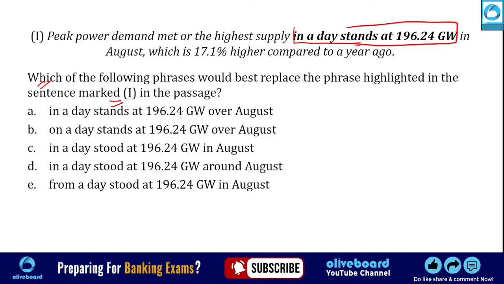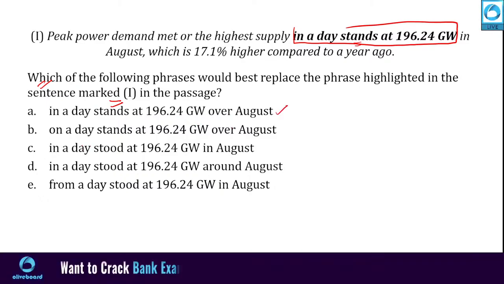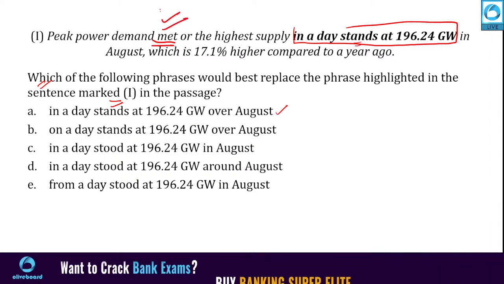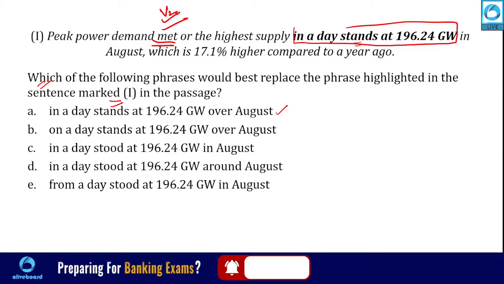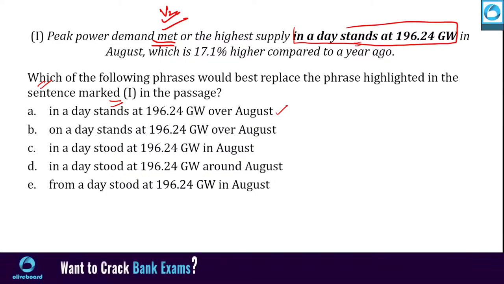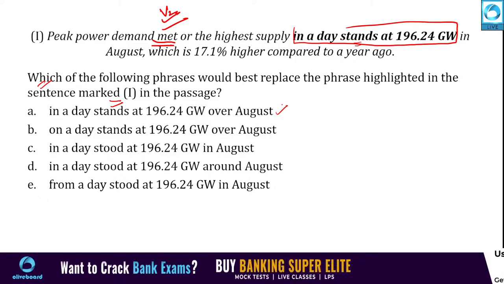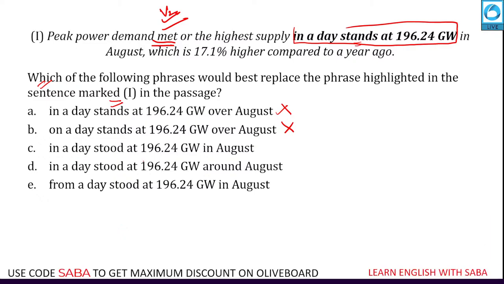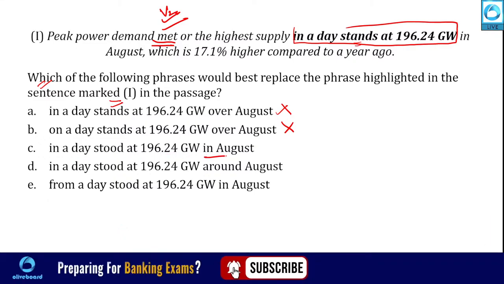In a day stands at 196.24 gigawatt over August. On a day stands at, in a day stood at. Now here see, peak power demand met or the highest supply. Met is the past form, and in the entire passage we are talking about past time. So of course we need the past form of the verb. A can be eliminated, B can be eliminated. Now, C, D and E: in a day stood at 196.24 gigawatt in August, around August, in August.